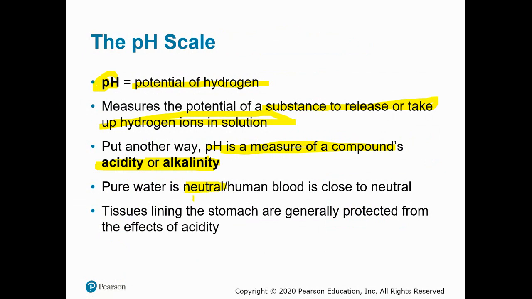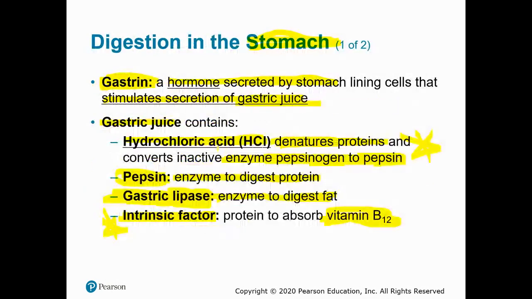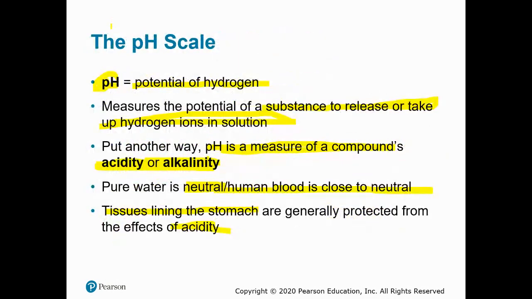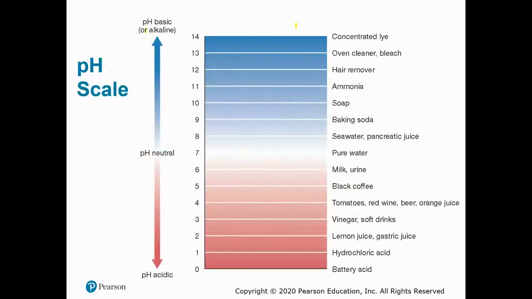Pure water is pretty neutral. It's neither acidic nor basic. So is blood. Tissues that line the stomach are generally protected from the acidity of hydrochloric acid, because as we'll see, hydrochloric acid is very acidic, but most of our bodies are fairly neutral. So because of all that acidity of the hydrochloric acid in the stomach, those cells that line the stomach have to be protected a bit from that acidity. And we'll see they are by mucus, basically.